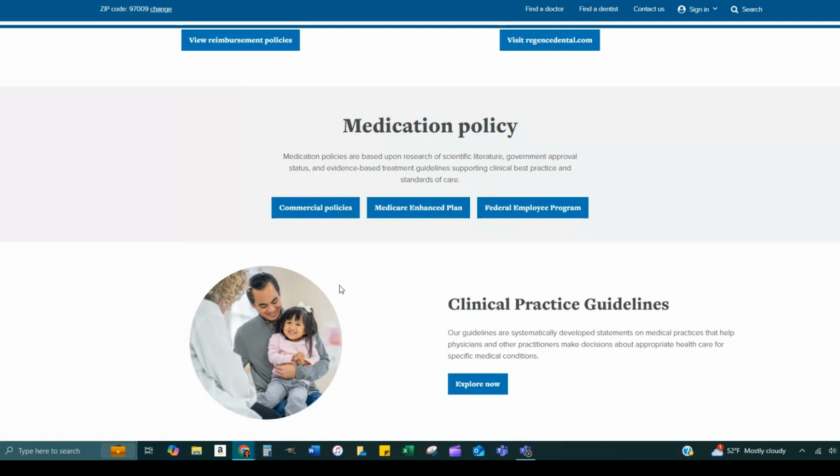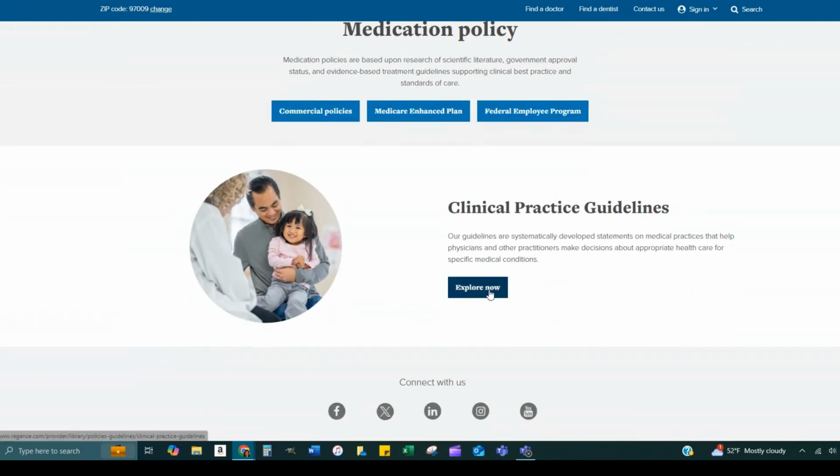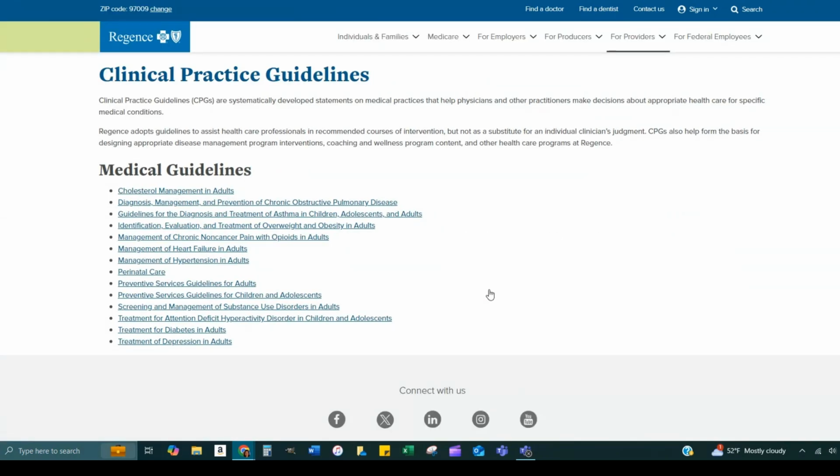And I'm guessing a lot of states probably have a lot of similarities if they're not identical, but I don't know that for sure because I've never compared one state's Blue Cross policies to another. So I'm just definitely curious, but I wouldn't assume. Let's go down here. Clinical practice guidelines. This might be helpful for your practice and your doctors or your medical director. Medical guidelines here. Cholesterol management, diagnosis management, prevention of COPD, diagnosis and treatment of asthma in children, adolescents, adults. This is fantastic. This is really great.